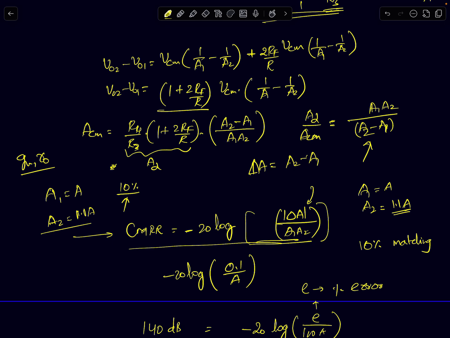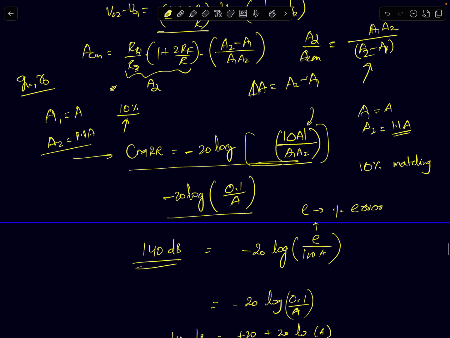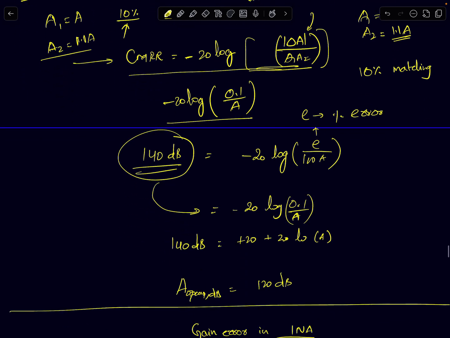Then the gain error is given by 0.1 by A. The CMRR is given by 20 log of 0.1 by A. So now if I need a CMRR of, let's say, 140 decibels, then what should be the amplifier's gain, assuming a 10% mismatch in the gains of the two amplifiers? From that you can easily calculate, equate this to minus 20 log of 0.1 by A. The op-amp's gain in decibels comes out to be 120 decibels or 10 power 6 volts per volt.